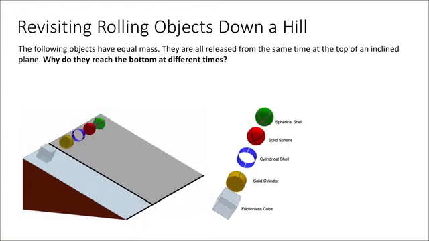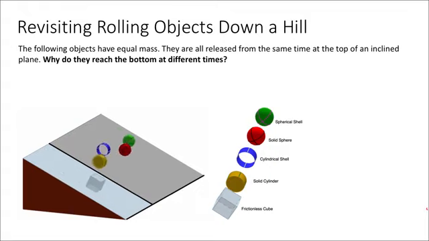All right, so now that we understand rotational kinetic energy, it's time to come back to this example that we saw earlier of when we release a bunch of objects from rest at the top of an inclined plane. A spherical shell, a solid sphere, a cylindrical shell, a solid cylinder, and a frictionless cube. They each reach the bottom of the inclined plane at different speeds and at different times. And now we have enough information to understand why this is happening.